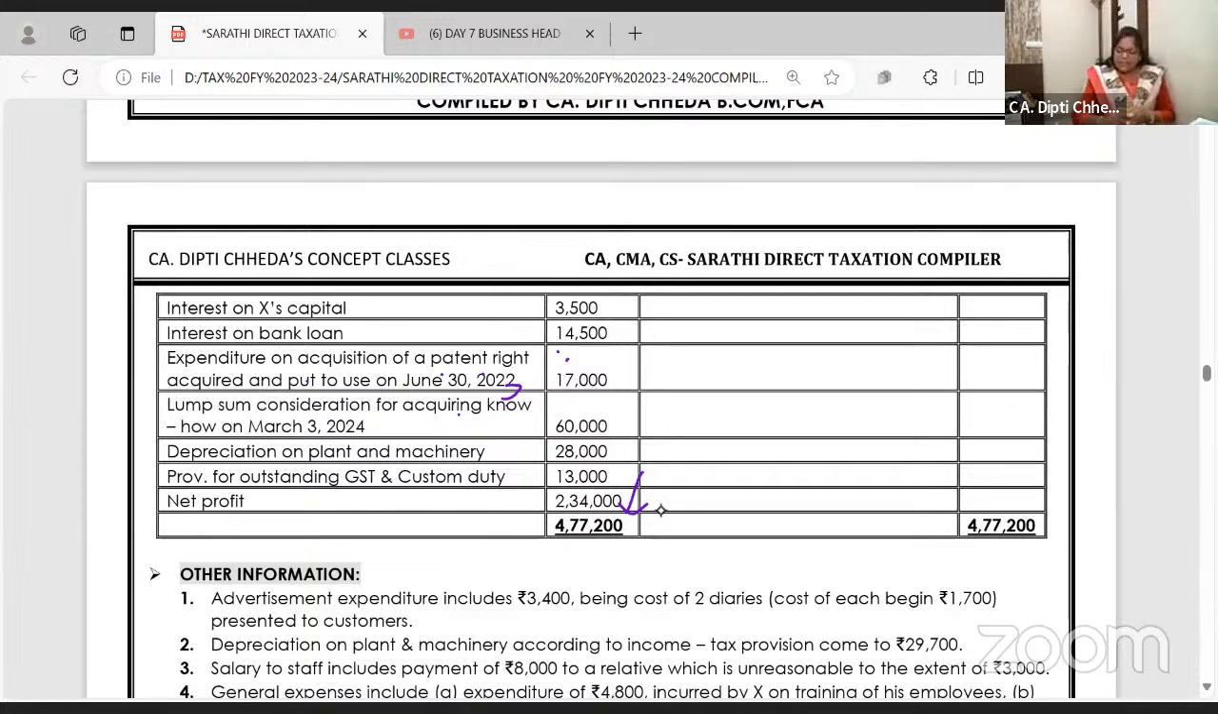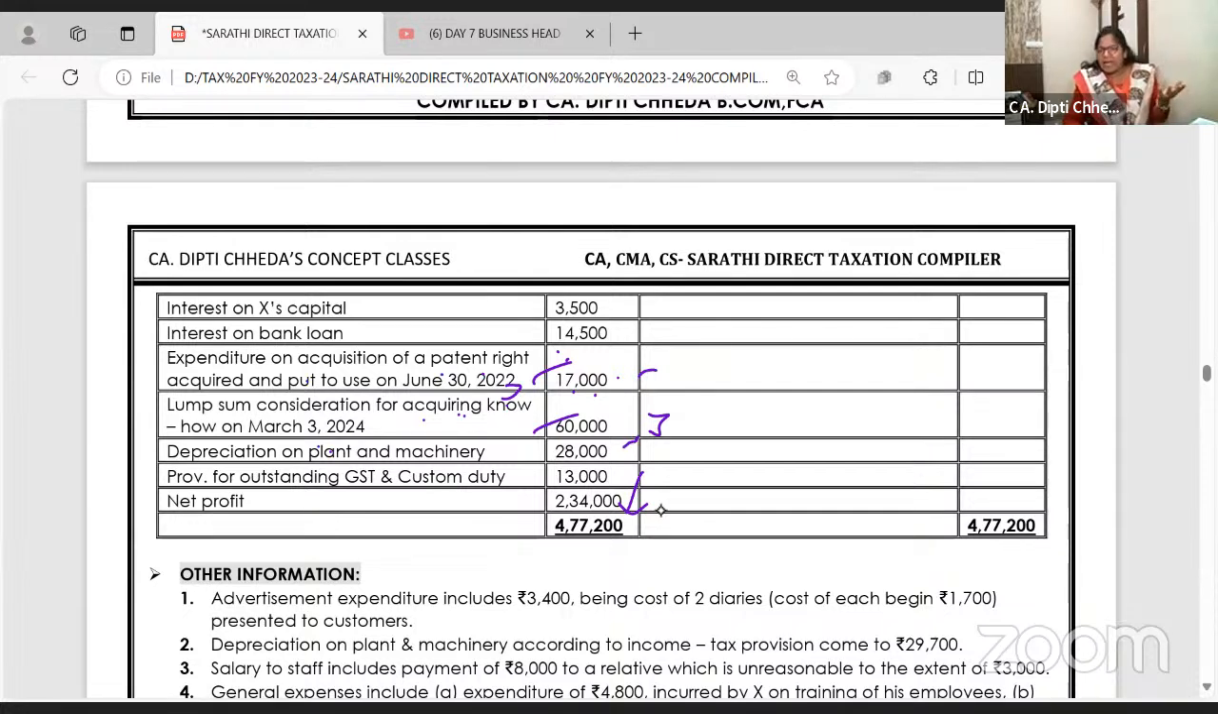Now, if you purchase a patent for 17,000, this is a capital expenditure, and you have purchased technical know-how. These two are intangible assets. You cannot debit the cost of the asset in the P&L account, so add back 17,000 and 60,000.